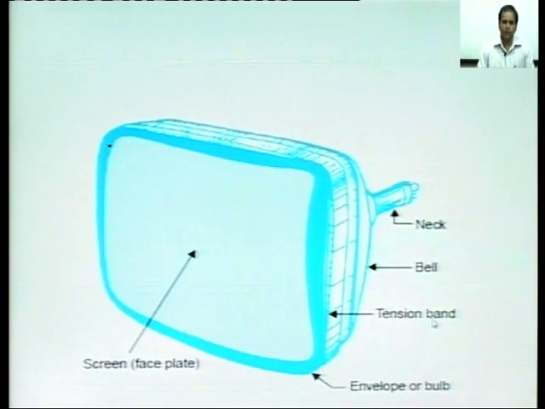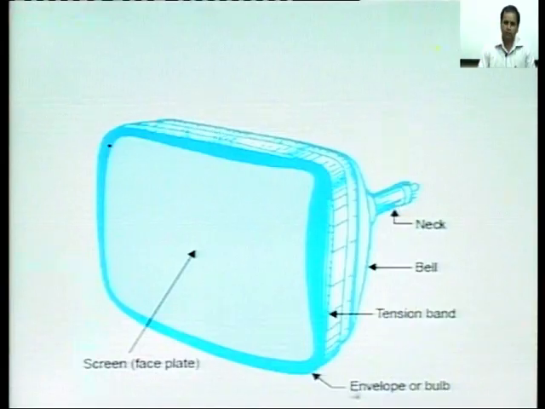This is the tension band. The tension band is stretched around the periphery of the raster or screen, and this encloses the screen in itself. This is essential for keeping it intact and for safety purposes also.